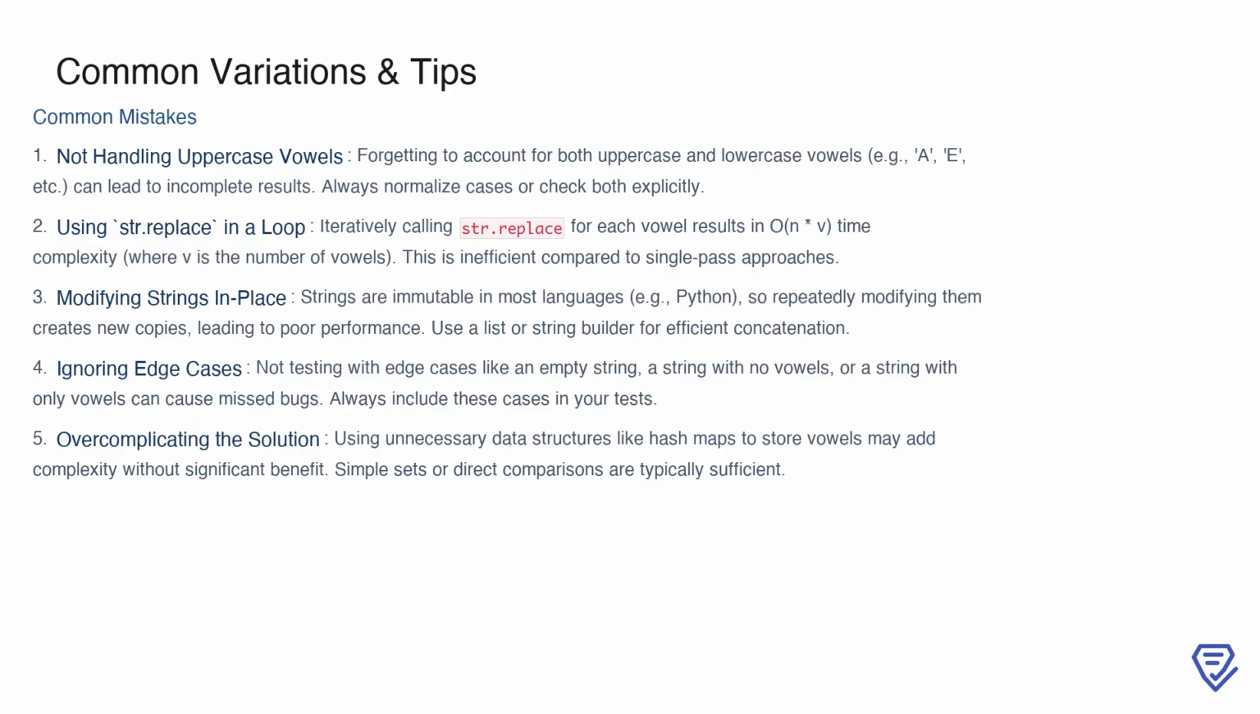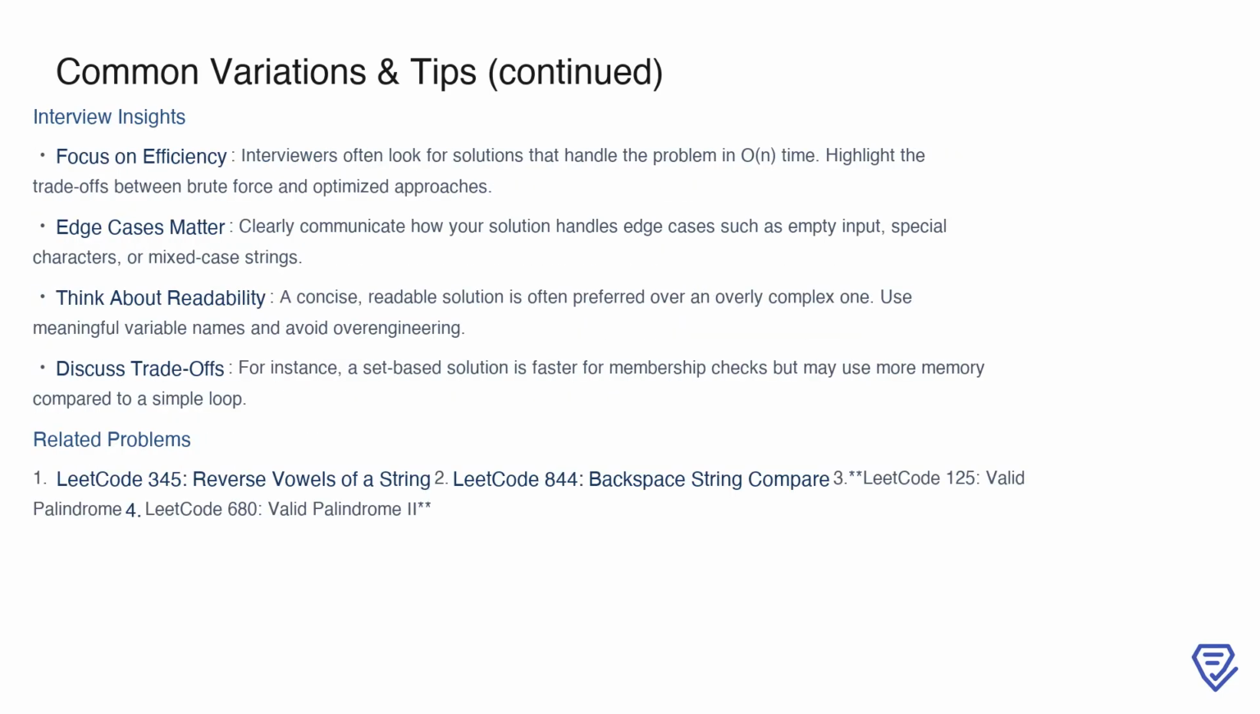Also, don't overlook edge cases. Test your solution with inputs like an empty string, a string without vowels, or one made entirely of vowels to ensure robustness. Finally, avoid overcomplicating your solution. For example, using a hash map to store vowels adds unnecessary complexity when a simple set or direct comparison will work just as well. In interviews, efficiency is key.